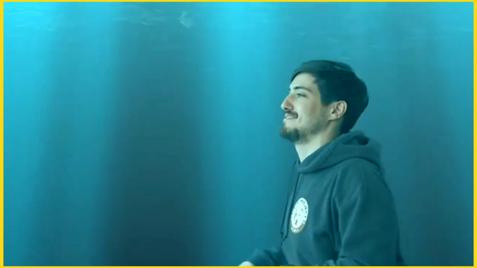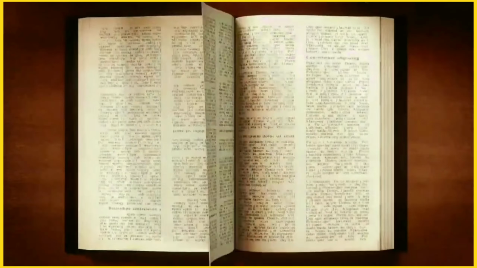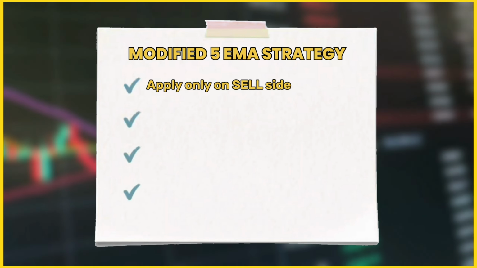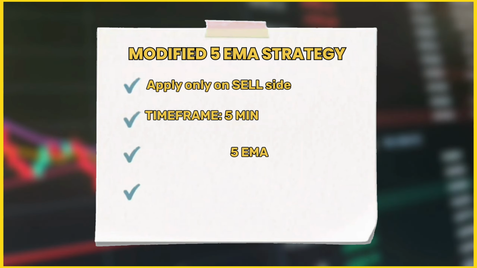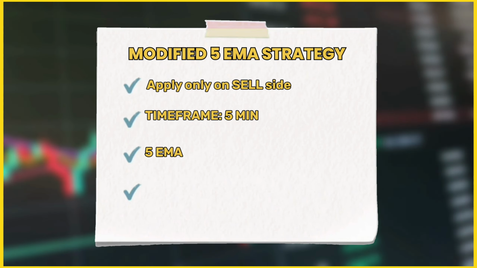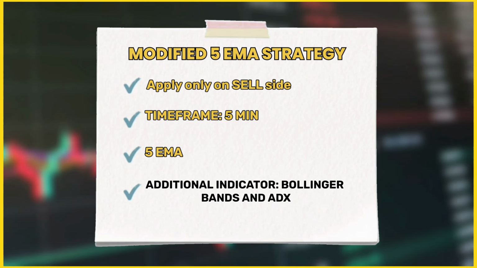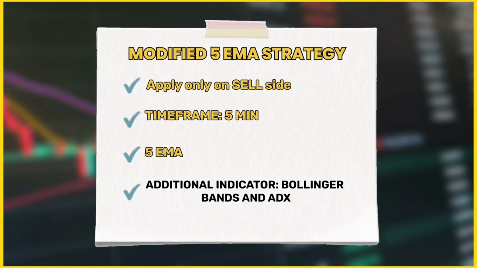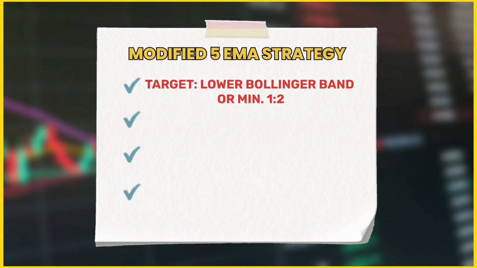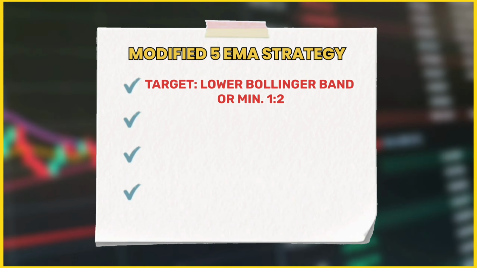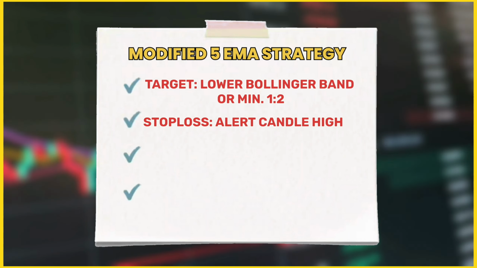Now before diving deep into the strategy, I'll discuss some rules that I changed. First rule, we'll use this strategy only on the sell side. Secondly, the 5 minute time frame will be used. Third, as usual, we're going to use the 5 EMA. Fourth, we're going to use additional indicators, Bollinger Bands and ADX. Our target will be the lower Bollinger Band or a minimum 1 to 2 risk to reward ratio. Stop loss will be the alert candle high.